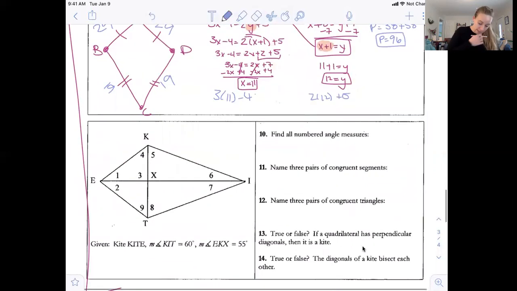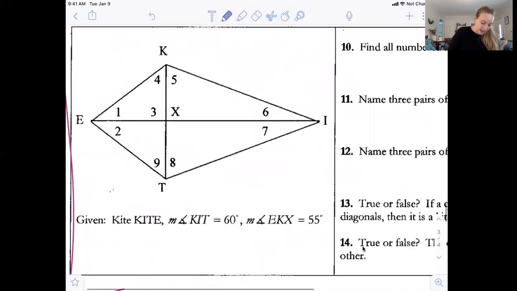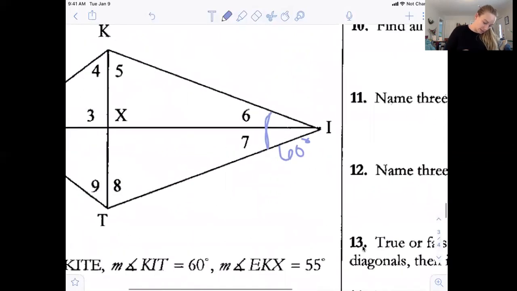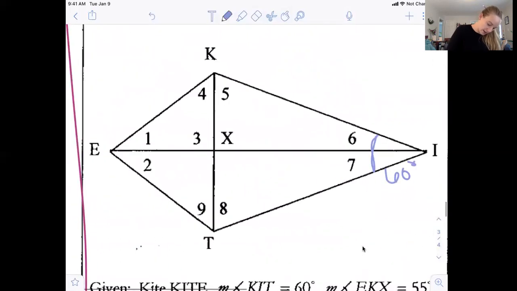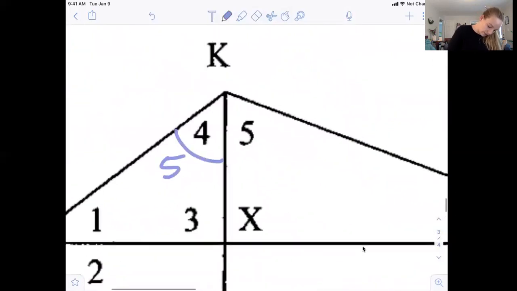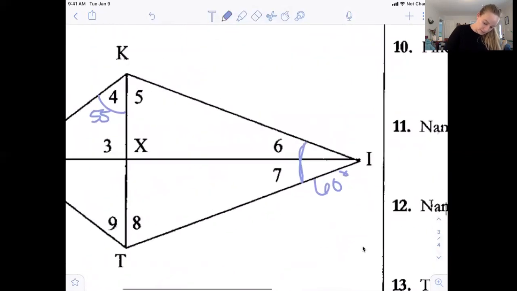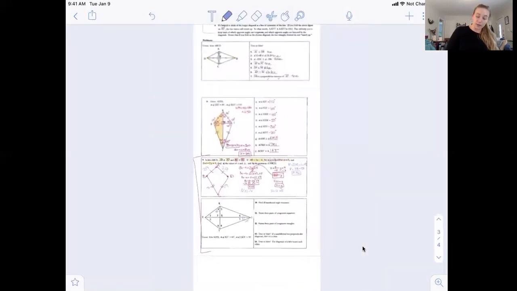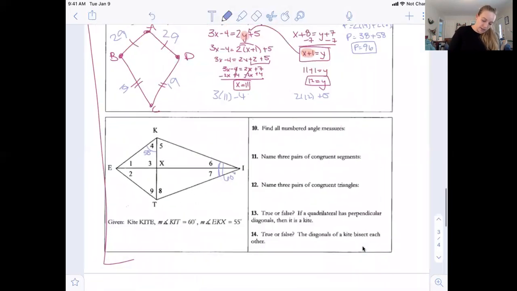All right, last problem I'm gonna do says, given kite KITE, angle KIT, this whole thing down here, is 60. And then angle EKX is 55. Find everything else. Number 10 says find all numbered angle measures. This is a lot like the one we did above. So pause me and decide what's congruent, what's bisected, and then solve those.